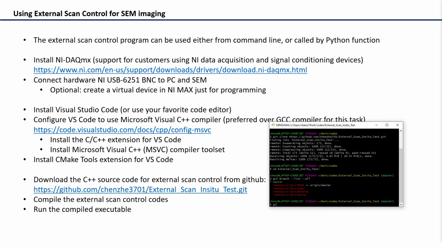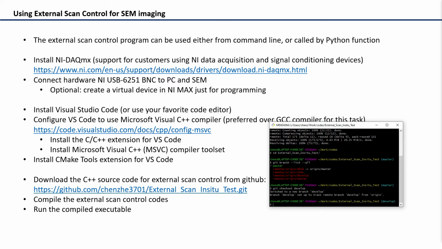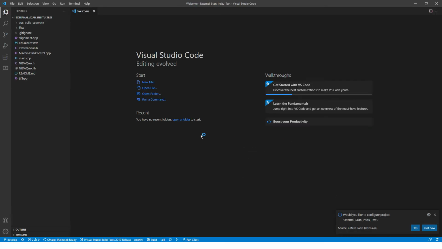So we want to check out this branch. We type in git checkout develop. Now we have switched to this branch, and we can open the code in this folder by typing in code dot. That opens all the code in this folder in VS Code.